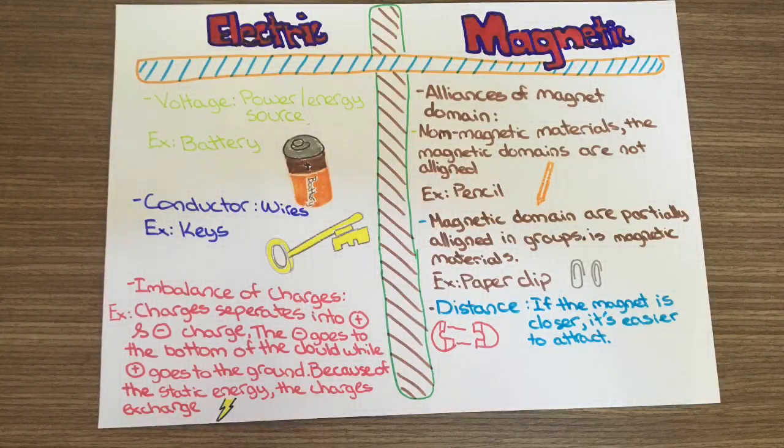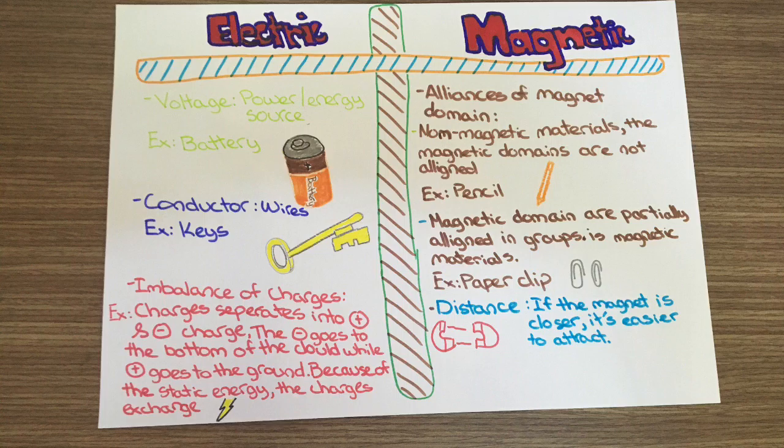For this section, we will be talking about electric and magnetic. So let's start off with electric. There are three main factors that can affect electric: voltage, conductor, and the imbalance of charge. Voltage is the power or energy source. An example for this would be a battery. Conductor is the wire or connector. An example for this would be a key.